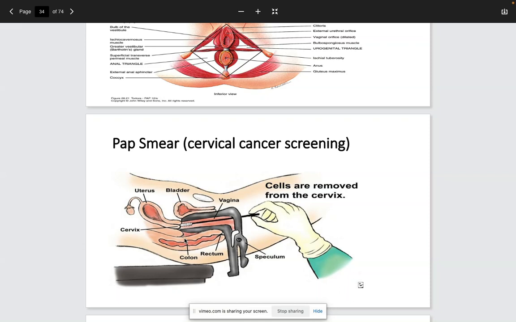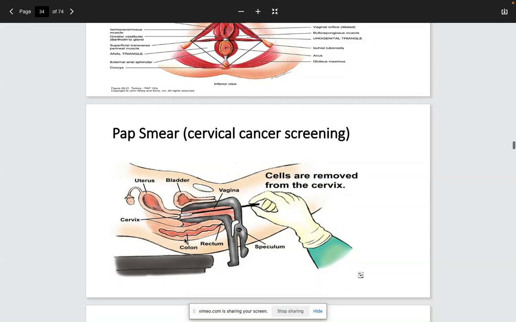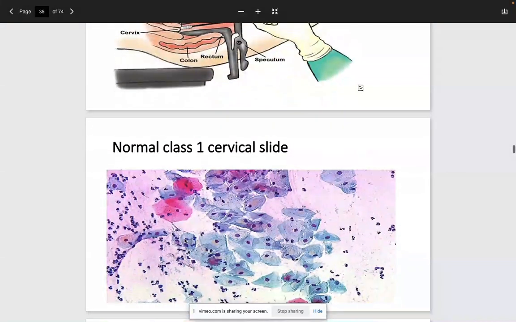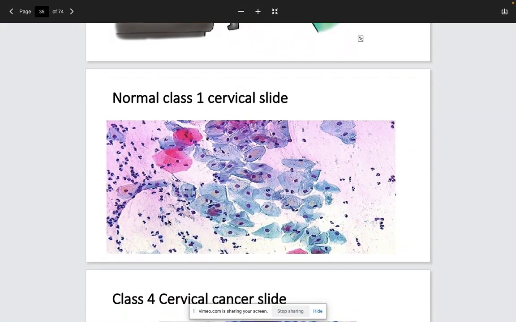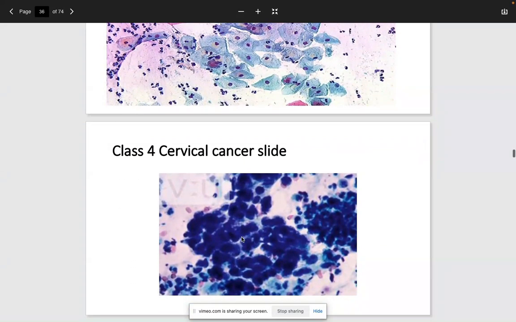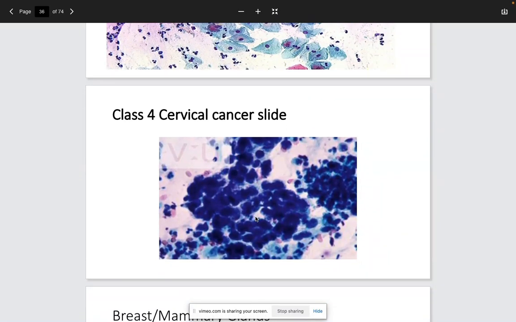So we remove cells from the cervix and we look at them. This is a normal class 1 cervical slide here. You can see the purple showing the nuclei, which are present here. This is a class 4, as you can see. This is more darkly stained purple. There's an increase in mitotic activity here. Because there's an increase in the level of mitosis, this is letting you know that cancer is occurring here.